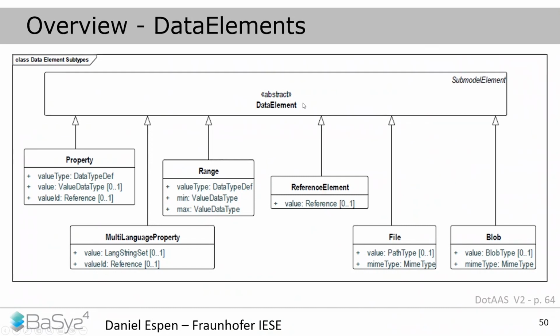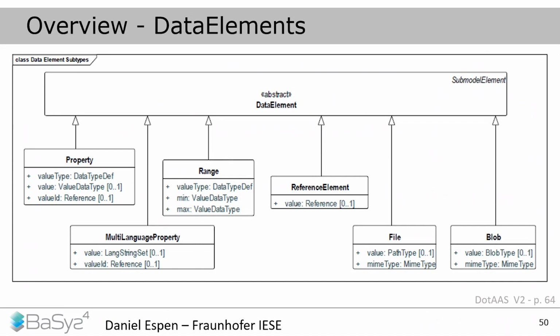And you can also embed files in your submodel. So for example, data sheets like PDF documents, or other kinds of files that you would need to include in your submodel as data. And apart from these data elements, there are also other elements like operations, events, and so on.